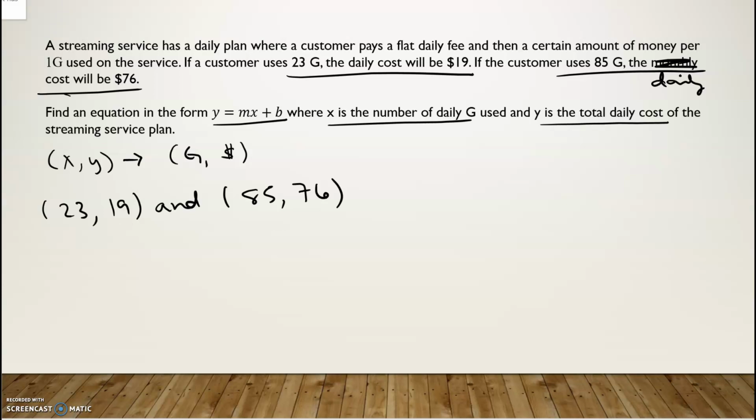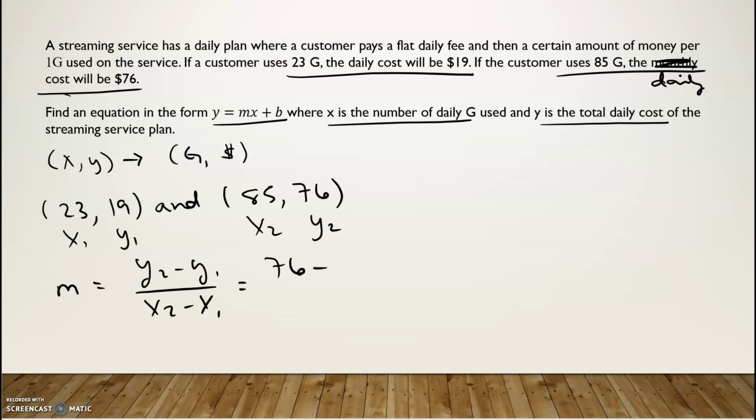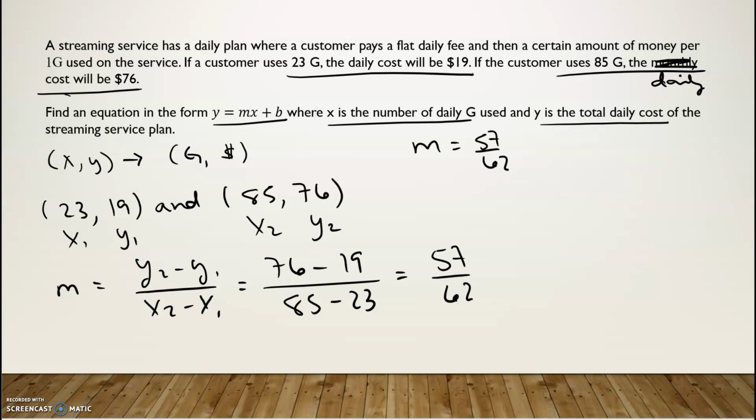Okay, so we can label this as x1, y1, this one x2, y2. So we can have slope is equal to y sub 2 minus y sub 1 over x sub 2 minus x sub 1. So that would be 76 minus 19 over 85 minus 23. So that would give us 57 over 62. So that would be my slope. So let me put that up here. Okay, then we get rid of this.